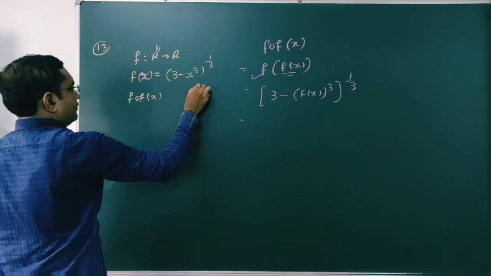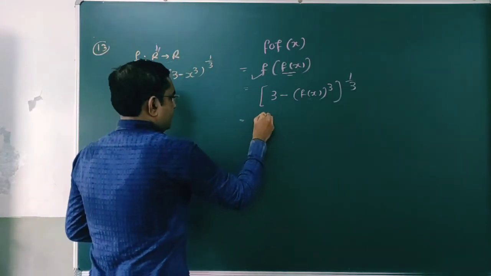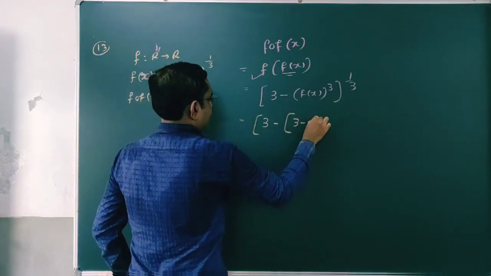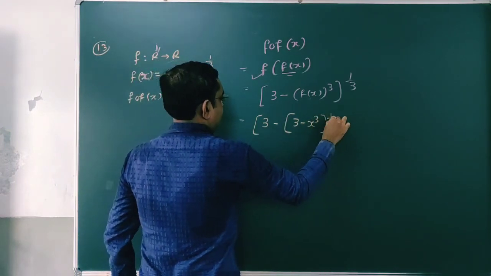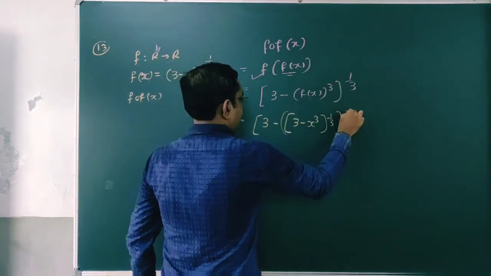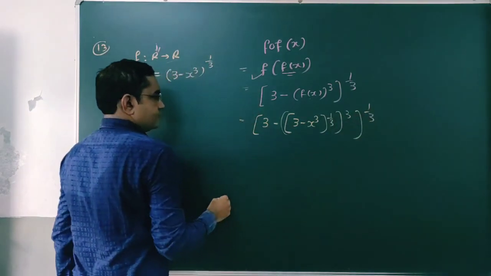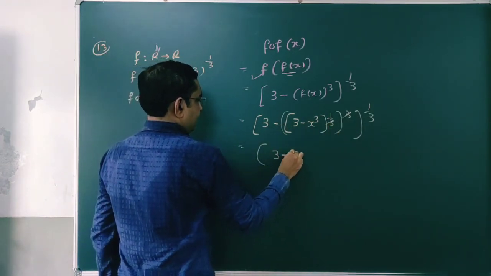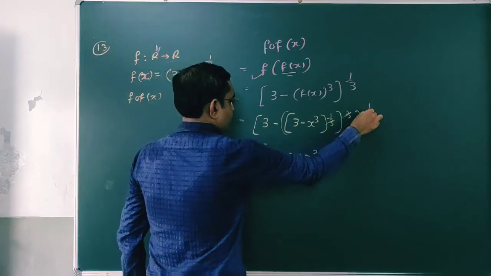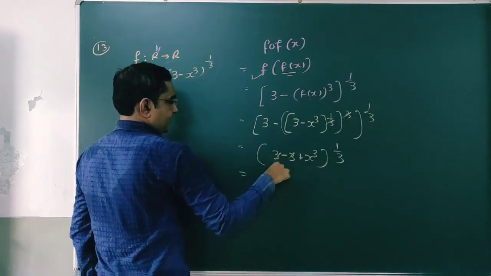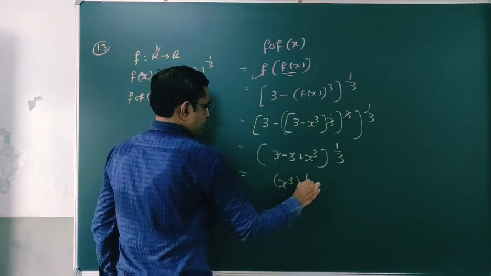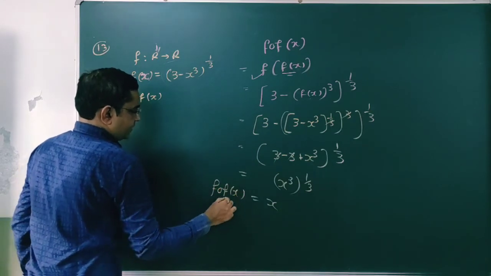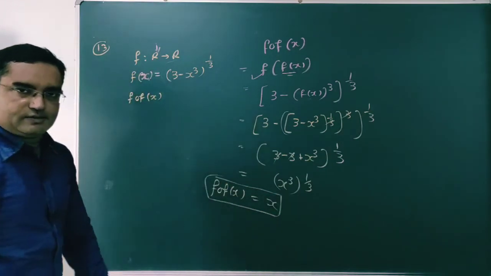डन। नाउ f of x की पूरी वैल्यू ये है, इसको रिप्लेस करेंगे, तो ये हो गया हमारा 3 माइनस, f of x इज 3 माइनस x क्यूब का 1/3 पावर, और उसका 3 पावर, और रेस टू 1/3 है। डन। सो दिस इज इक्वल टू, 1/3 पावर 3 पावर कट, यहाँ पर ब्रैकेट ओपन करेंगे तो 3 माइनस 3 प्लस x क्यूब और उसका 1/3 पावर। 3 माइनस 3 कट, तो ये हो गया x क्यूब का 1/3 power. This is equal to x. So here we have proved that f of f of x equal to x. Answer is x. Done.